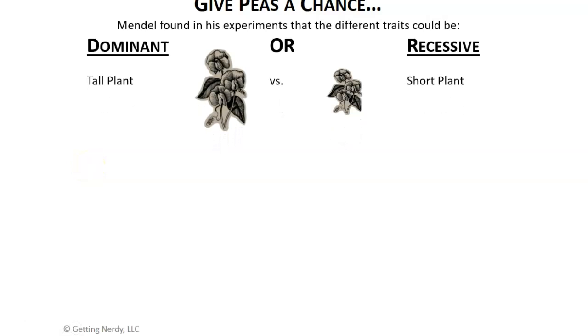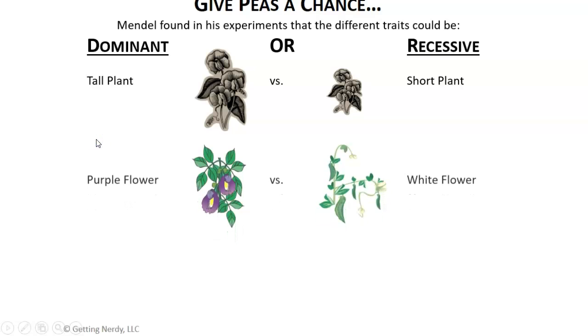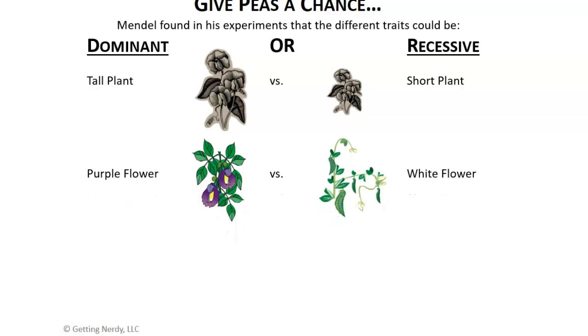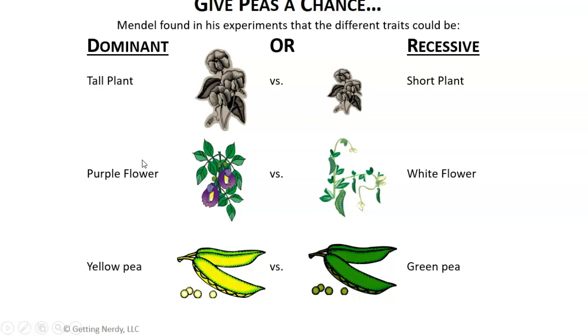Okay. So tall plants in pea plants are dominant, and short plants are going to be recessive. He found through his studies that purple flowers were dominant over white flowers. He found that yellow peas were dominant over green peas. Now you're actually filling the notes out in the sheet, so you need to stop this video whenever you need to get those notes complete.